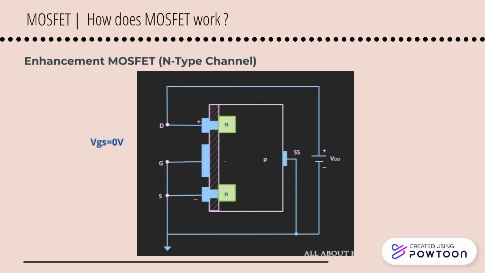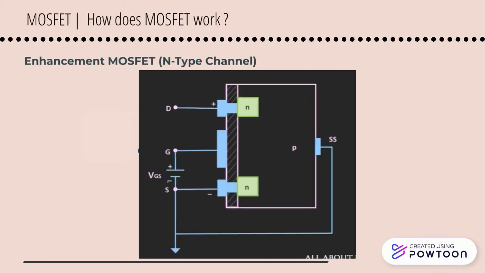In this type, the application of the control voltage enhances the number of charge carriers in these regions, and due to that, the channel is getting created. When VGS is equal to 0, the voltage between the drain and the source terminals is applied, but due to the absence of the channel, the channel remains off, so there is no current flow.